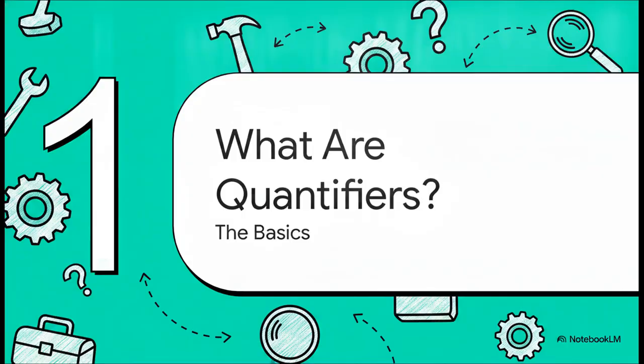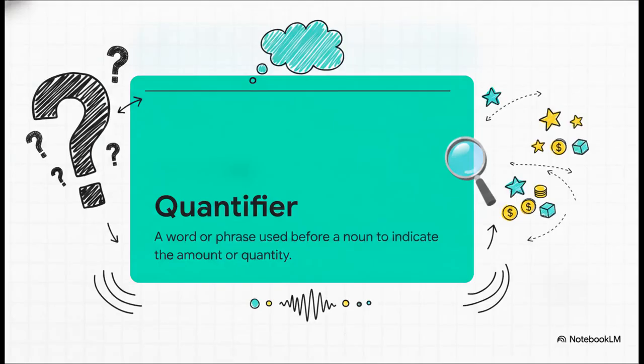The basics. I want you to think of a quantifier as a spotlight. It sits right in front of a noun to give your listener a really clear, immediate picture of the volume or number of whatever it is you're talking about.